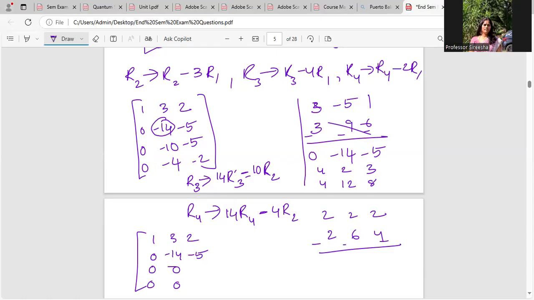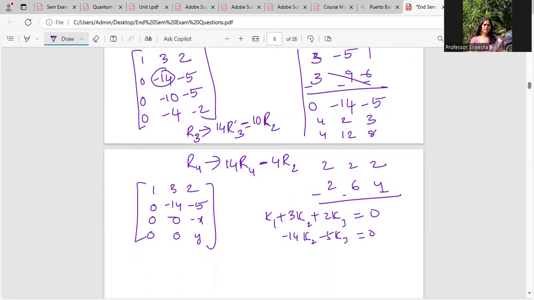Now you see, of course, you can go with this bionic calculations, but just see here, let this be x and let this be y. Once I write them back in terms of equation format, k1 plus 3k2 plus 2k3 is equal to 0. Minus 14k2 minus 5k3 is equal to 0.